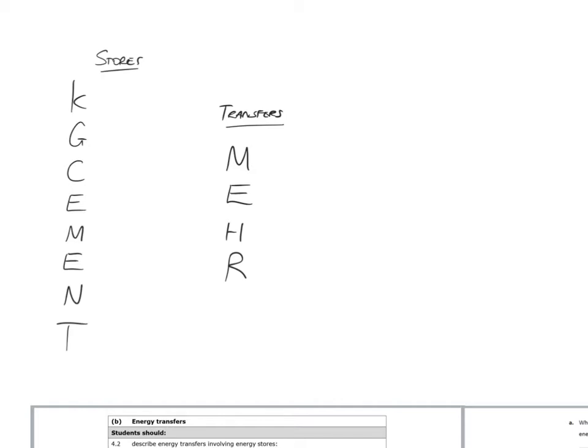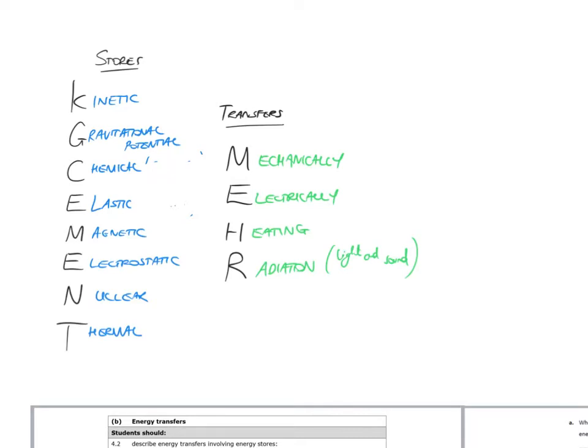Pause the video and do that now. Answers in 3, 2, 1. There we go. So there are 8 stores you need to know. Notice the letters down the left here spell kilogram, kg, cement. This might serve as a useful memory strategy as far as remembering those 8 stores.